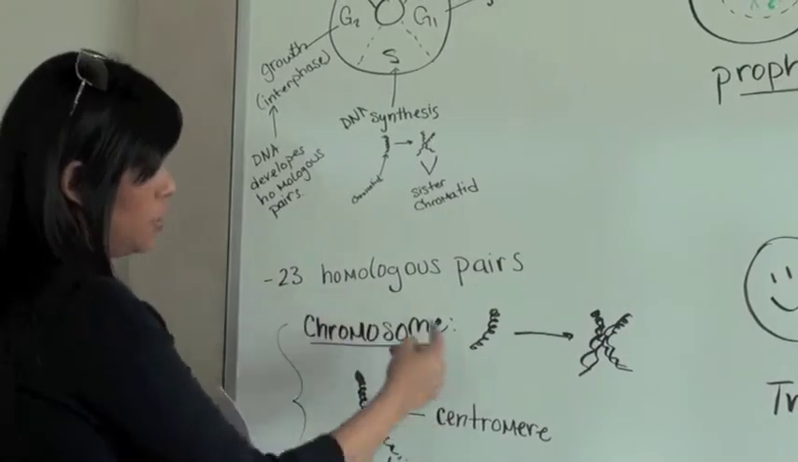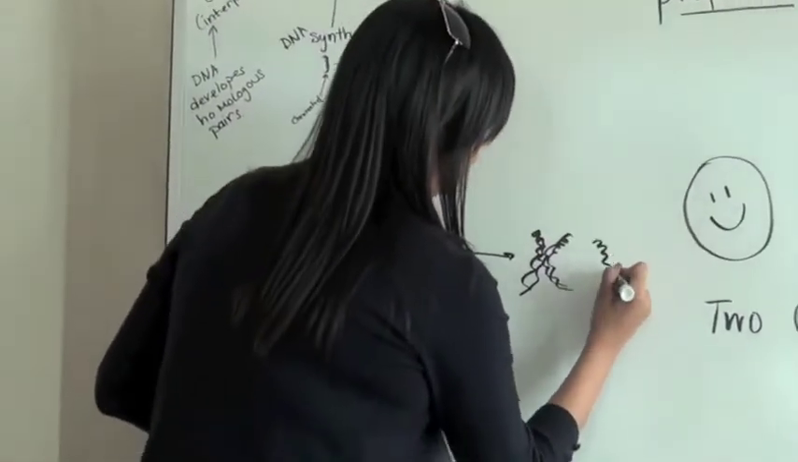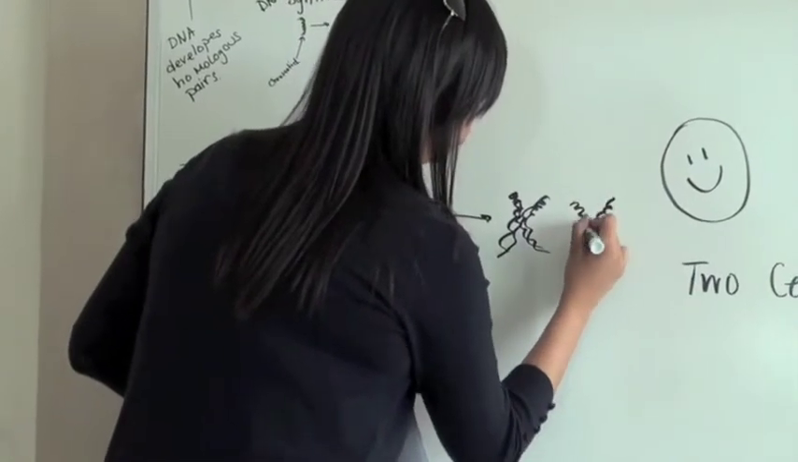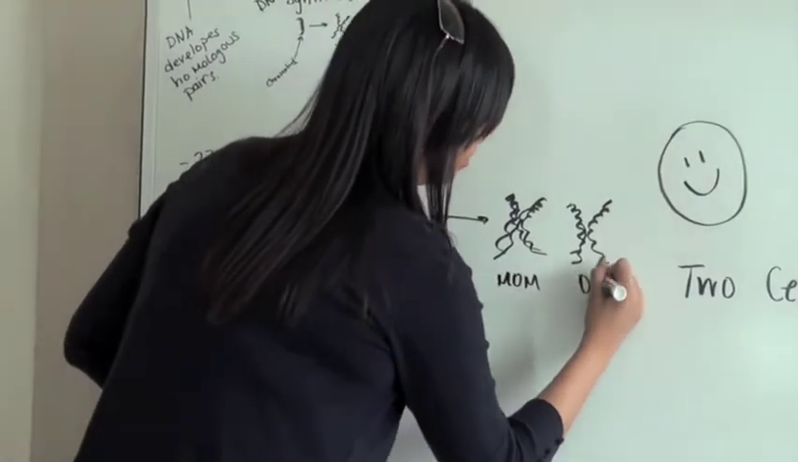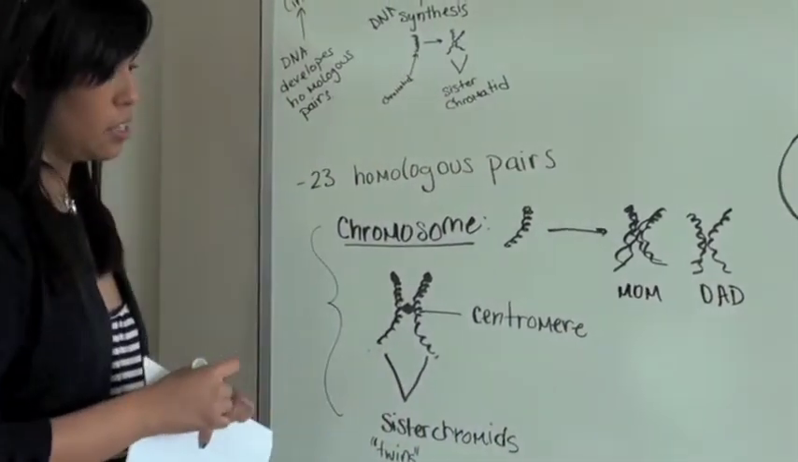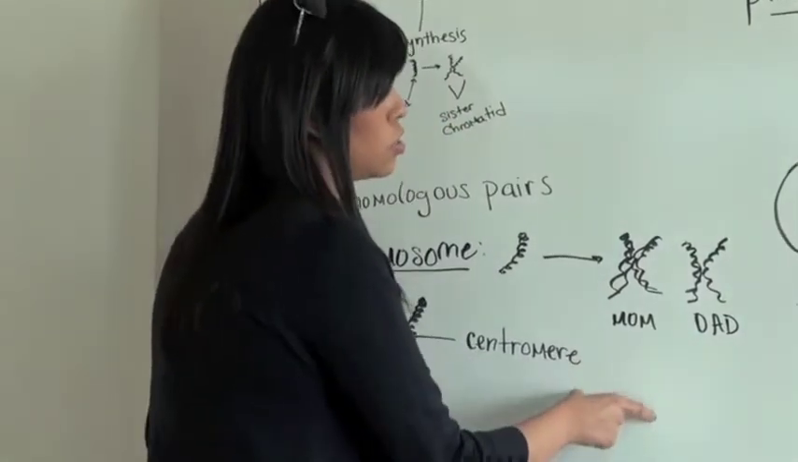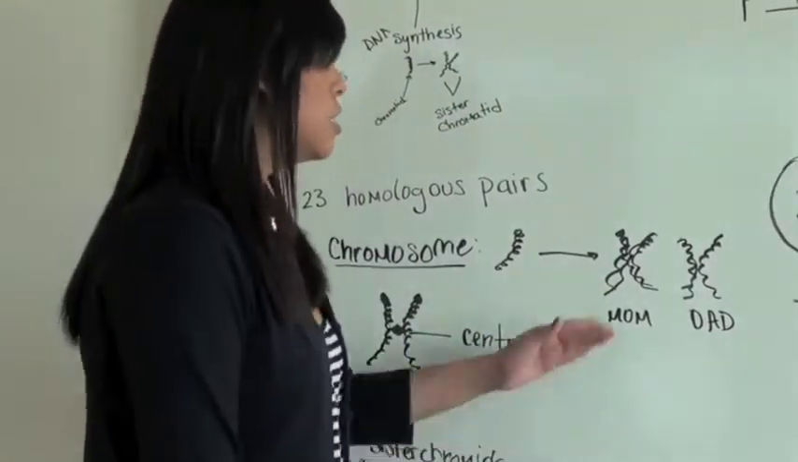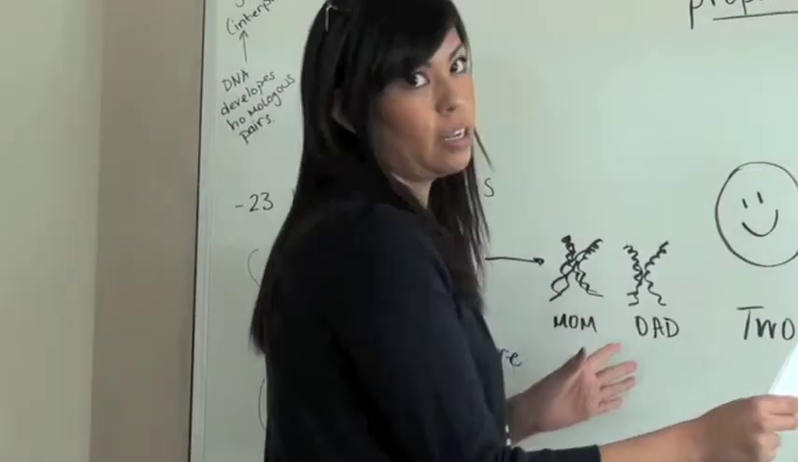It's 23 homologous pairs. Now when I'm saying homologous, it's because this is a homologous pair right here. So there are two chromosomes right here, and one is from mom and the other is from dad. Okay, so what's going on here, they start pairing up, so when the cell divides, the genetic information is equally distributed within the two cells.